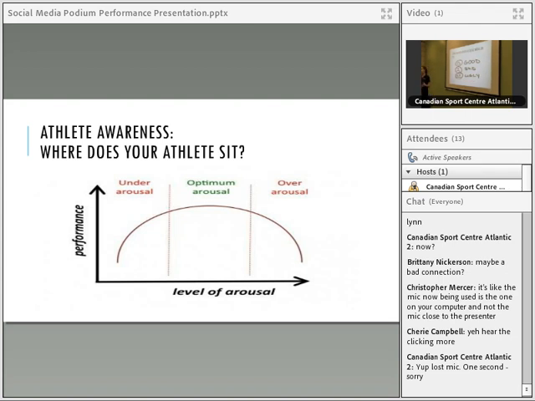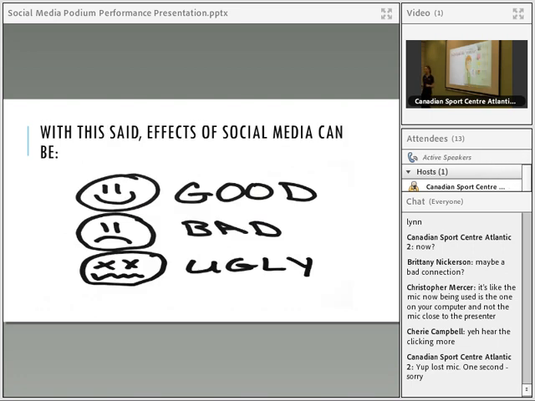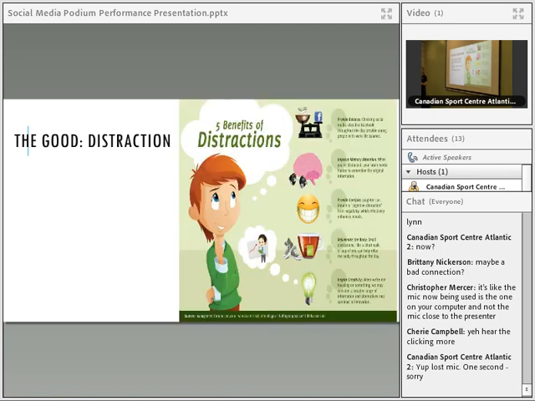So, as I said, the effects of social media can be good or bad for athletes. Some of the good is distraction. One study that I looked at found that it was more helpful in keeping anxious feelings at a low level before anxiety-provoking tasks or situations. And that was a physical situation as well. It was even more helpful than a positive anticipatory approach when they were distracted.